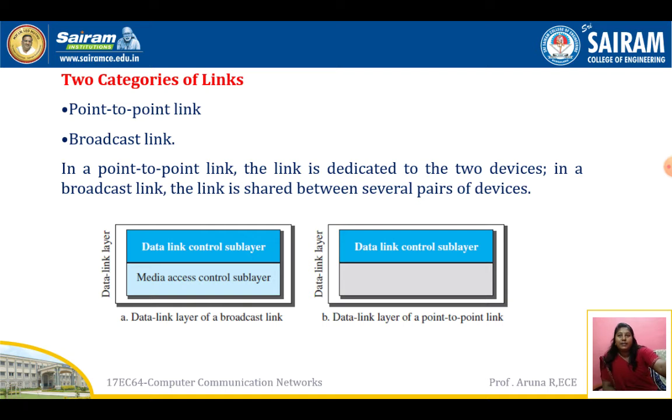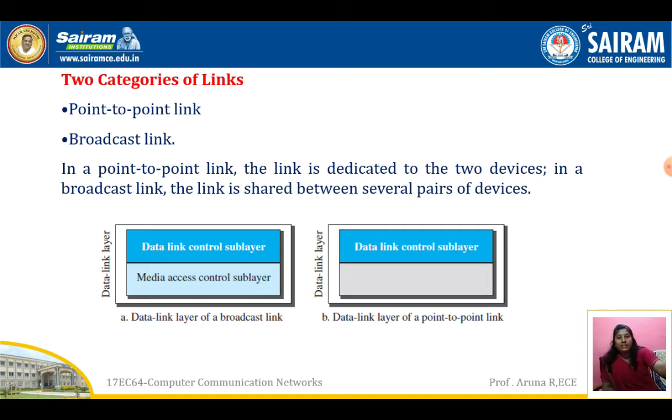So what is framing, and what are the two categories of links? The two categories of links are the point-to-point link and the broadcast link. In a point-to-point link, the link is dedicated to the two devices. In a broadcast link, the link is shared between several pairs of devices. So in a point-to-point link, there is only one link that is dedicated to the information.